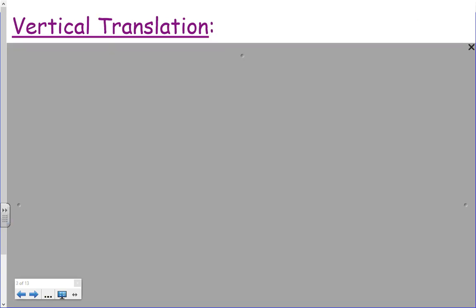All right, we're going to start with translations first. It's kind of the opposite order that the book is doing them in, but we're going to do translations first because I think that's the easier of the two to deal with. And we'll start with the vertical translation.